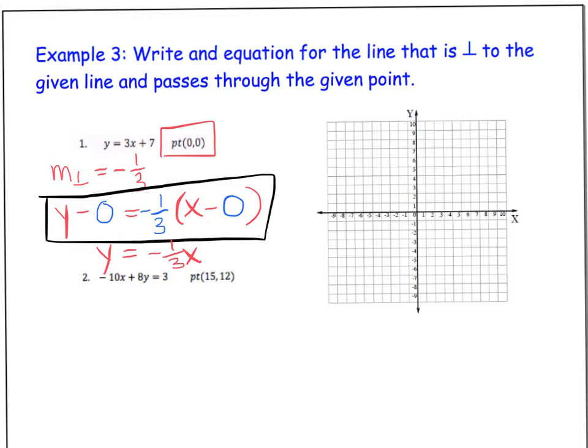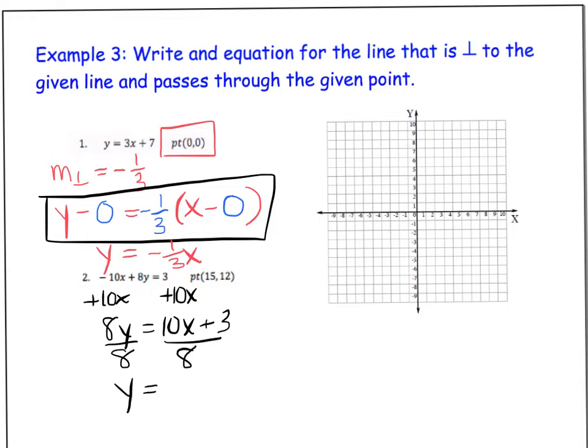Let's do it again with number 2. But number 2 is a little more involved because we are not in slope-intercept form right now. And if I'm not in slope-intercept form, I cannot tell what my slope truly is. So we need to add the 10x to both sides. And then divide by 8.